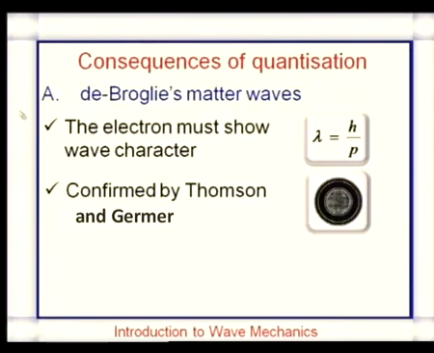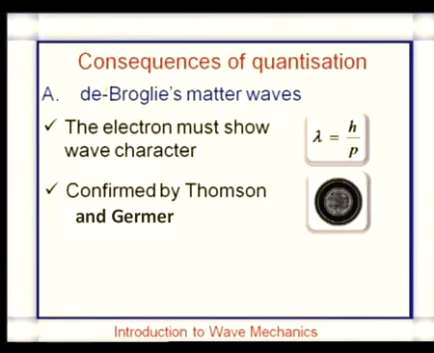Accordingly, he proposed that lambda equals h by p. That is, the associated wave character can be given in terms of a wavelength for the electron. And this was established experimentally by Thomson and Germer. So de Broglie proposed that lambda should be equal to h by p. This is basically an expression for the wavelength associated with a moving electron or a moving particle of that size.